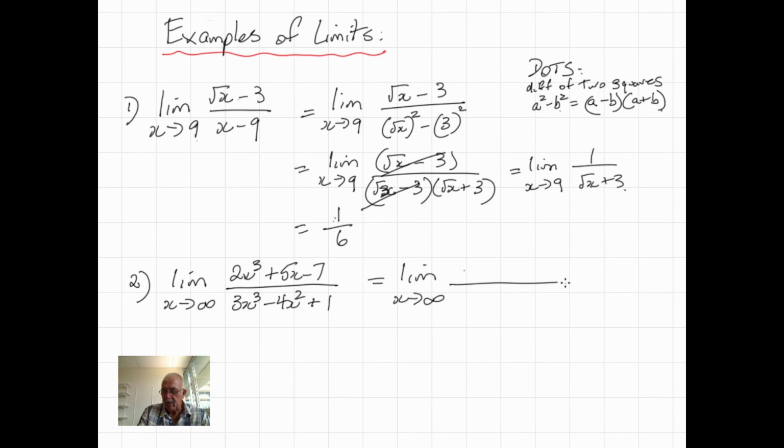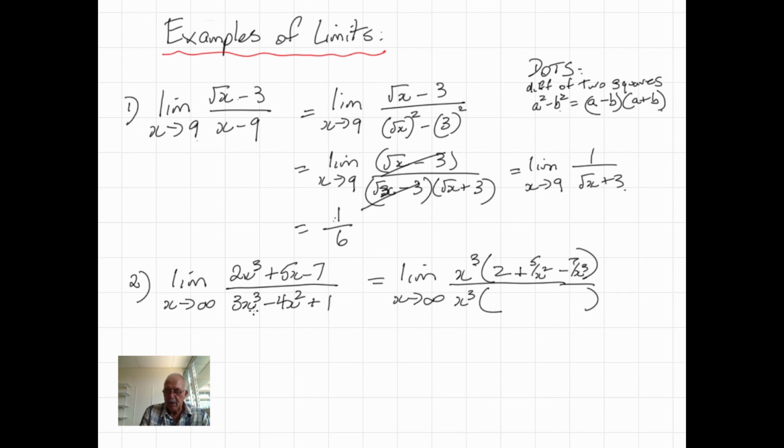Now we're going to factorise and take out x. The highest power is x to the power of 3. It will be common to top and bottom. And what have we got to multiply x cubed by to get 2x cubed? Well, that'll be 2, and then the plus. What have we got to multiply x cubed by to get 5x? Well, that'll be 5 over x squared. And when you multiply that out, you'll get 5x minus 7 over x cubed.